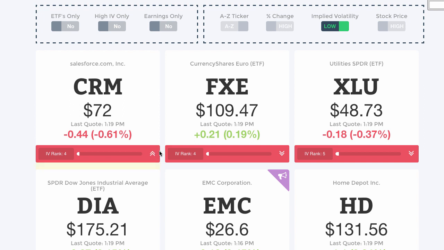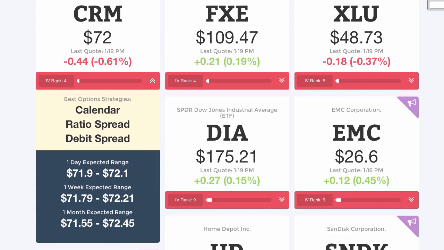If we look at Salesforce CRM here in this example, we could do a debit spread in Salesforce CRM in either direction. We could do a call debit spread and trade it bullish. We could do a put debit spread and trade it bearish. And either one of those would generally have the same risk and reward characteristics, the same probability of success and payout. But it comes down to asking yourself, which one of those strategies do I need most? Meaning, which direction do I need most in my portfolio?